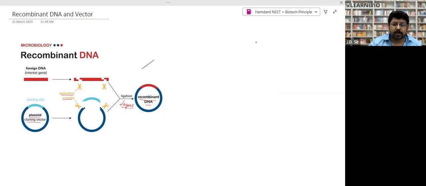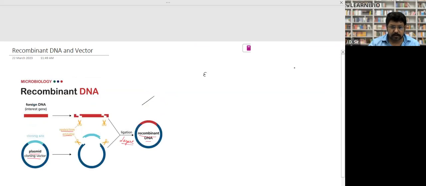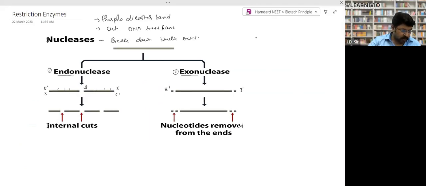Suppose that there is a restriction enzyme. Don't write on this. Suppose that there is a restriction enzyme, E. coli RY13. So this is the name of a restriction endonuclease, right?